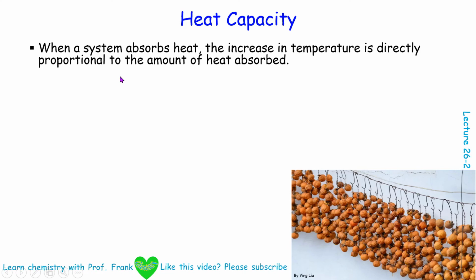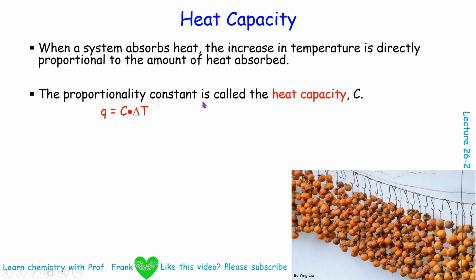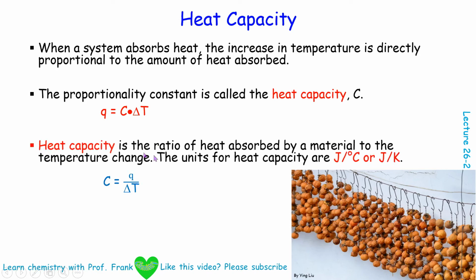Heat capacity. When a system absorbs heat, the increase in temperature is directly proportional to the amount of heat absorbed. So the proportionality constant is called the heat capacity. Q equals heat capacity times delta T. Delta T is the temperature change. Heat capacity is the ratio of heat absorbed to the temperature change. Therefore, the unit for heat capacity has to be joules over temperature, whether it's in degrees Celsius or in Kelvin.